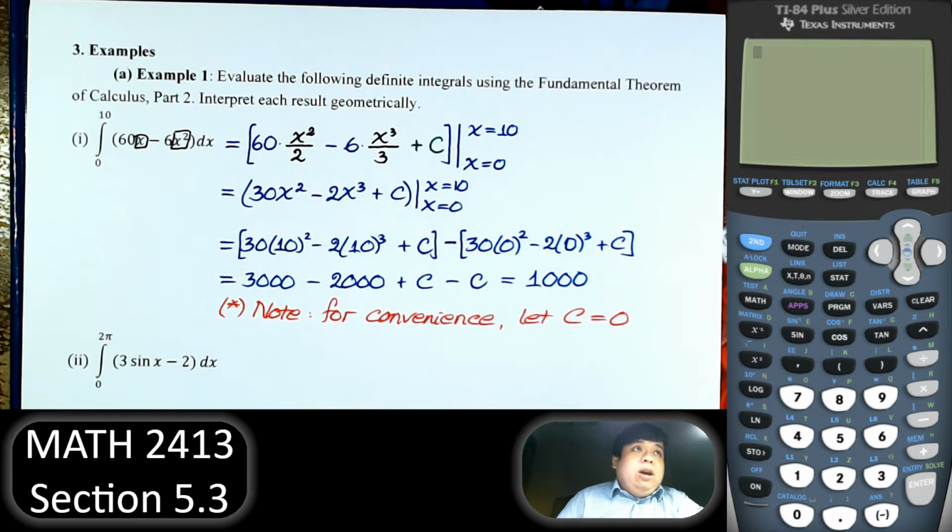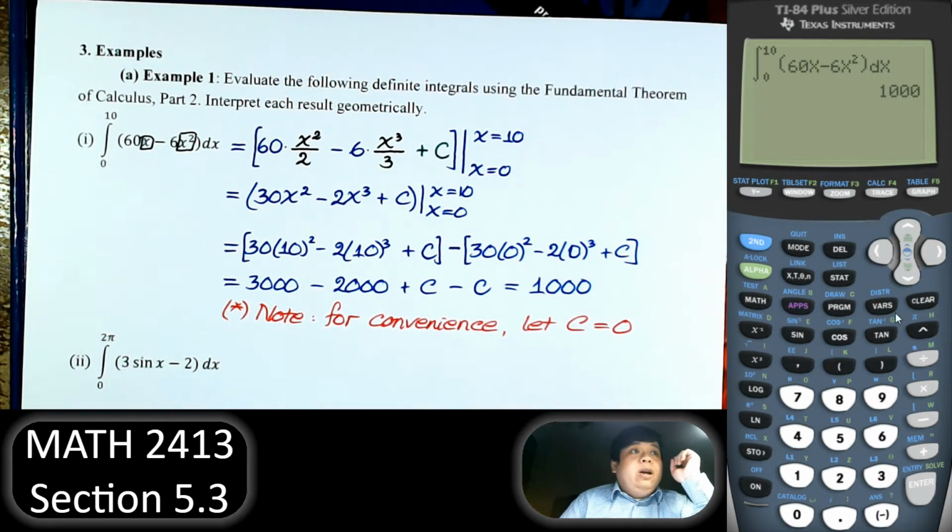Our calculator can do definite integrals. Math, option number 9. Go from 0 to 10 of 60x minus 6x squared dx. That is 1,000, right? Now, I just want to show this one time.